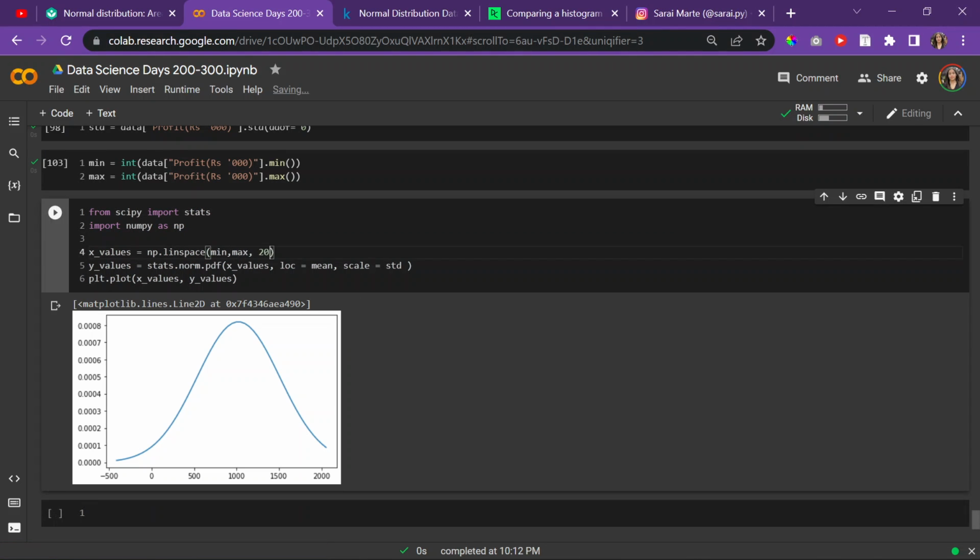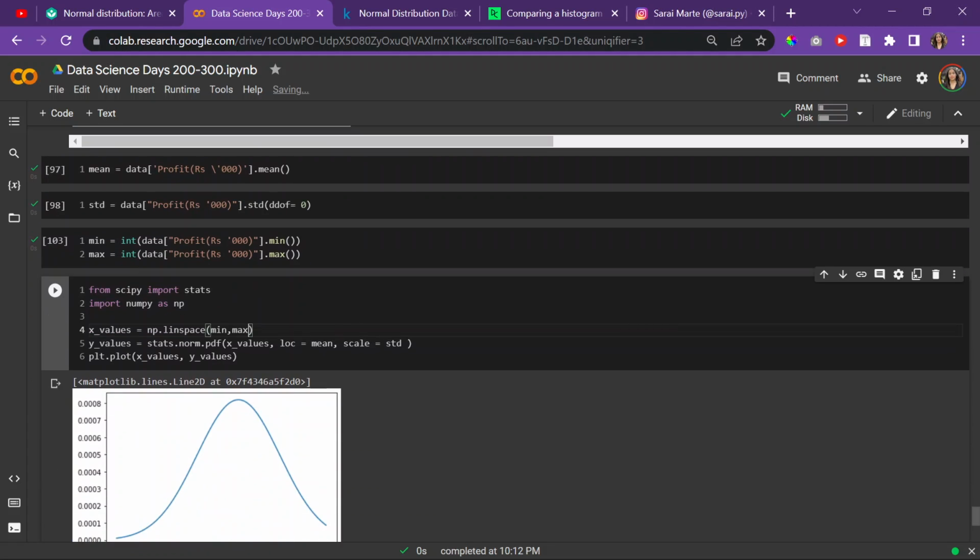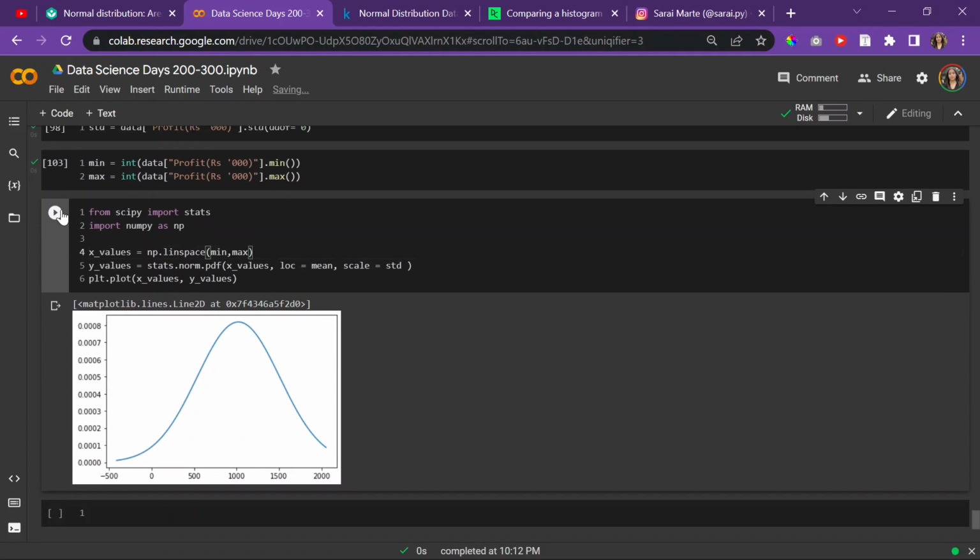So if I do 200, it'll do 200 random ones, right? And I don't want 200 random ones. I want the ones, you know, that are here. So this is interesting.